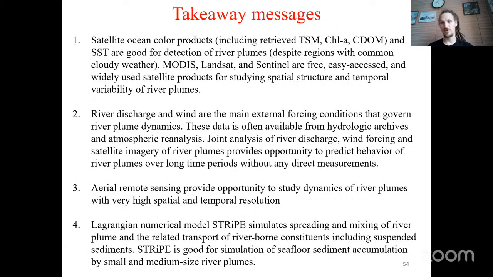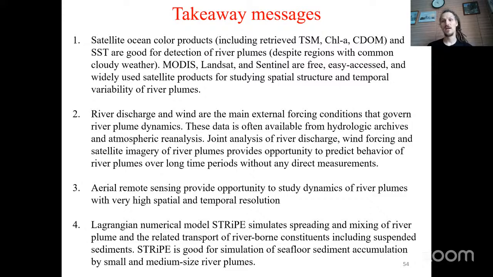We published a paper and made a model in 2015, and the question was: can we reconstruct river discharge volume from river plume satellite images? And the answer is yes, only if we know external forcing conditions. If we have external forcing, actually wind forcing is enough for a small plume.